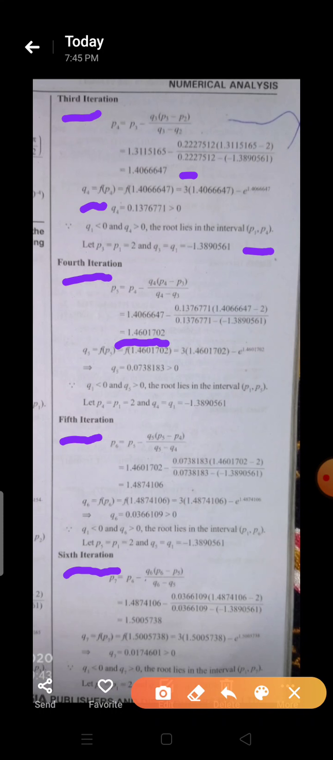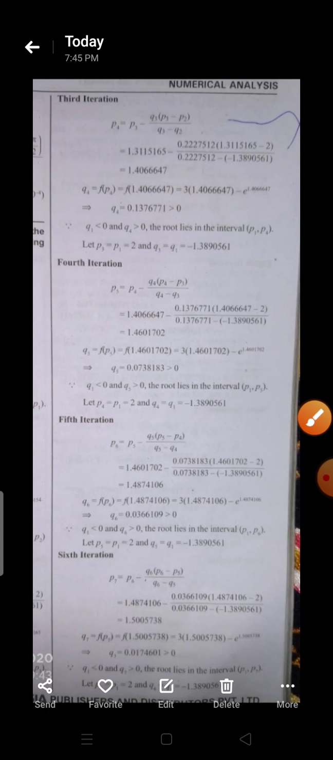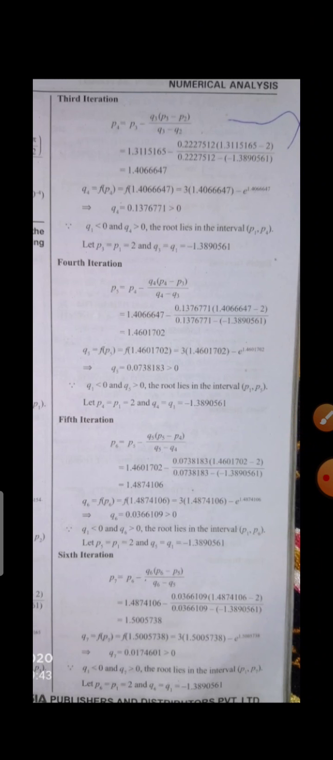Since Q1 is less than 0 and Q7 is greater than 0, therefore the root lies in the interval P1 comma P7. Let P6 equal P1, which is 2, and Q6 equal Q1, which is minus 1.3890561. Seventh iteration.